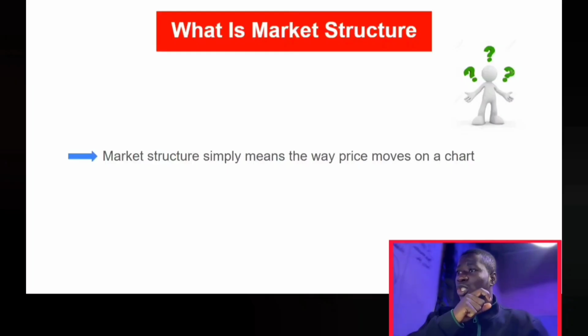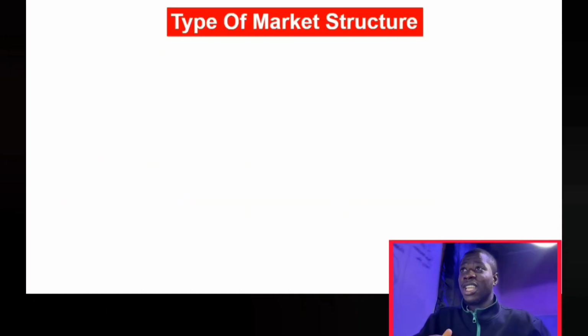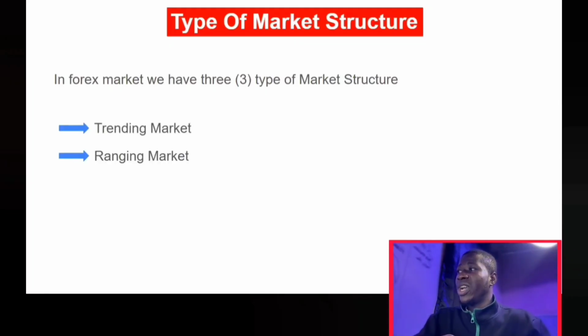Now, market structure simply means the way price moves on the chart. So think of it as the market roadmap that shows whether buyers or sellers are in control. And for the types of market structure in the forex market, we have three types: the trending market, the ranging market, and the choppy market. Take note of that, guys.